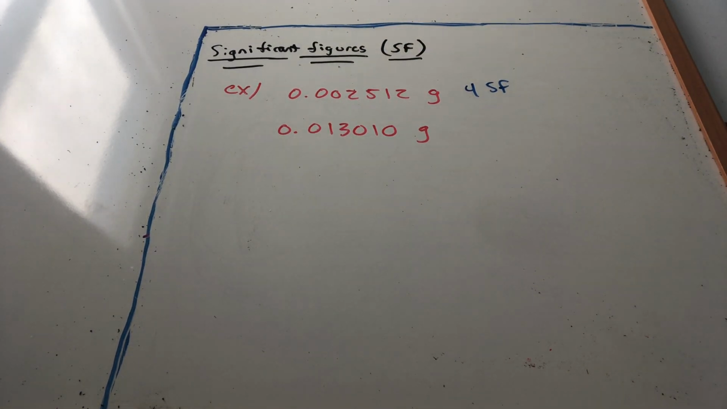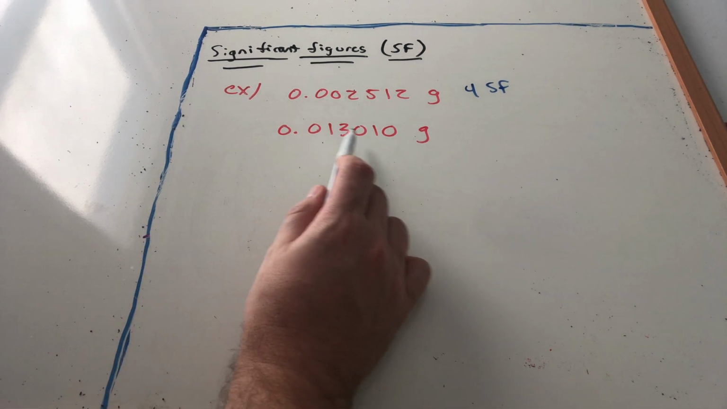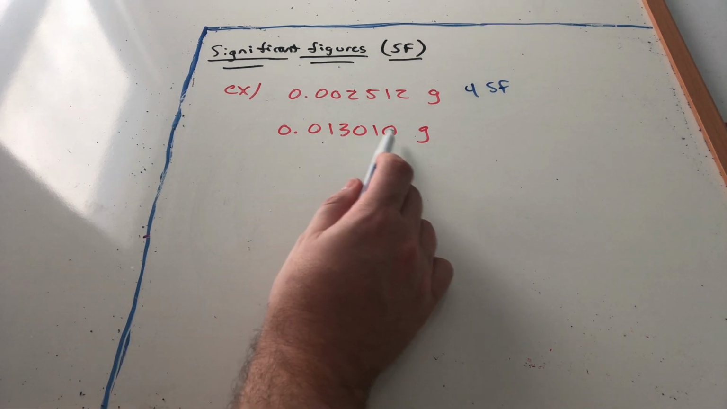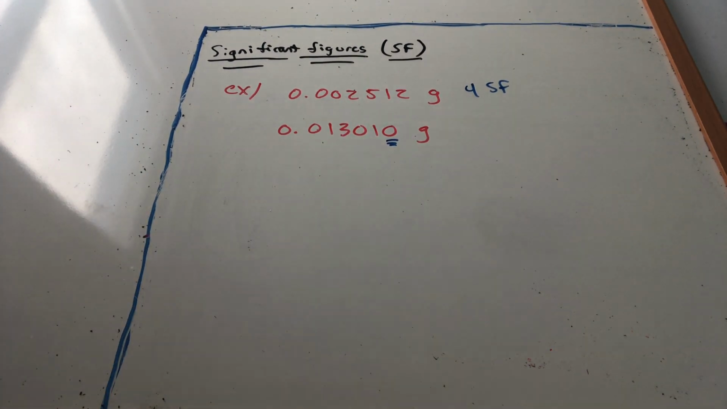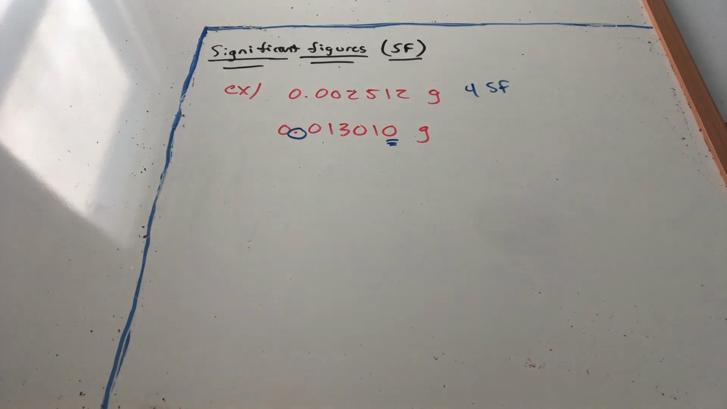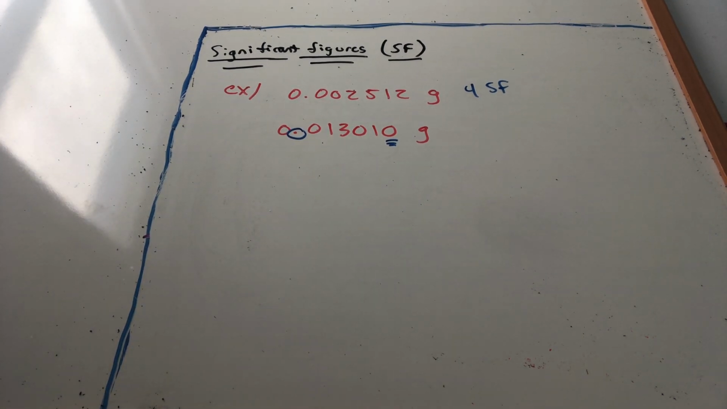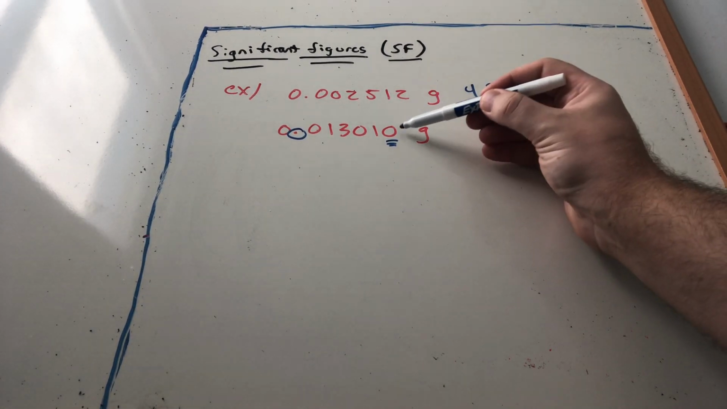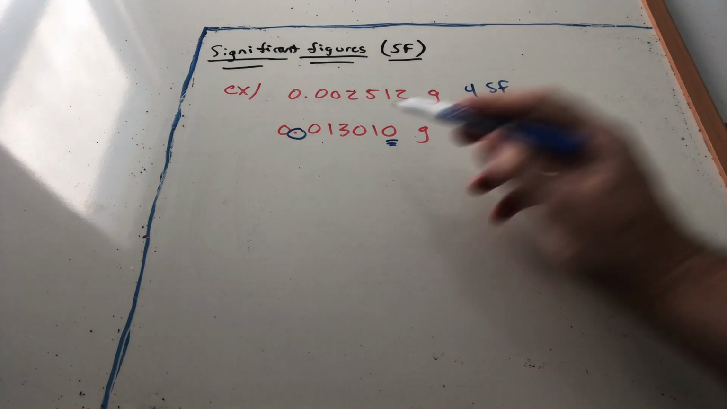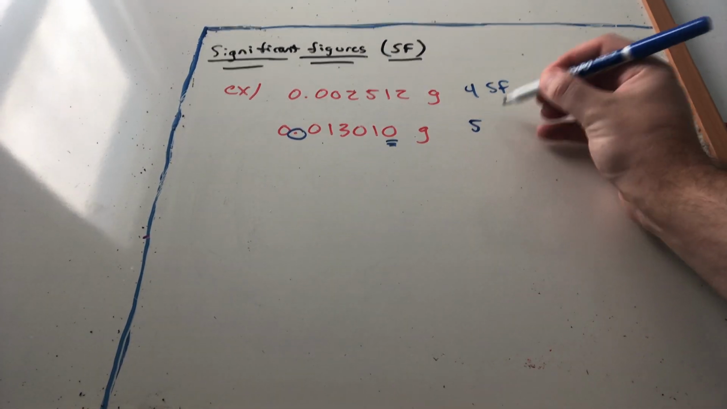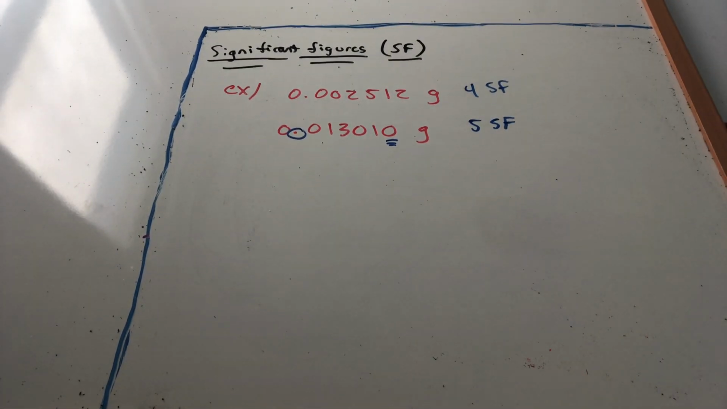Zeros at the front do not matter. Here I start to look and go, okay, 1, 3. So 1, 2, 3, 4, 5 significant figures, because does this 0 at the end matter, or is it just holding a place? Well, I see there's a decimal place there. As soon as there's a decimal place, we know this 0 is telling us something: that our instrument is good enough to actually know information out to that place. So this would have 5 significant figures.